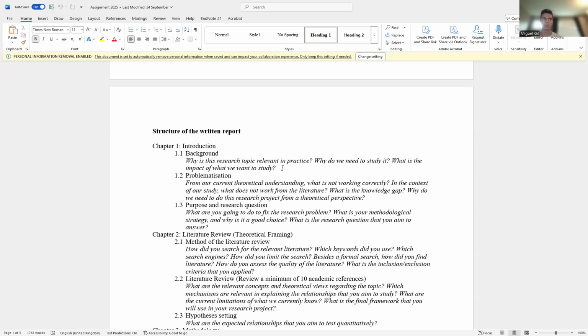So the first section that I think is important to have is the background. And the background answers this question: why is the research topic relevant in practice? Why do we need to study it from a practice perspective? And what is the impact that we want to study here? Why do we really care? If you think about it, it's like the practical motivation to do your study. Why this matters in a practical world.